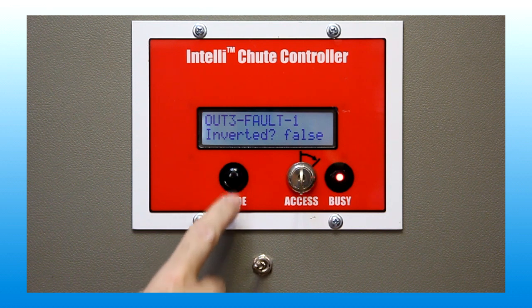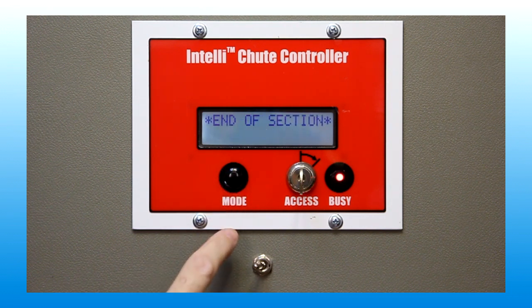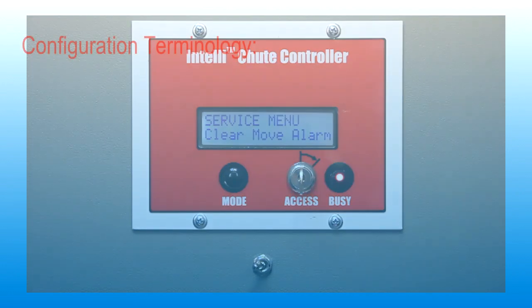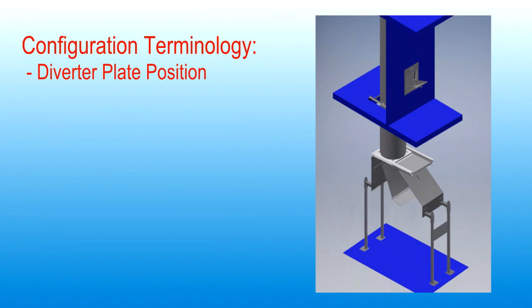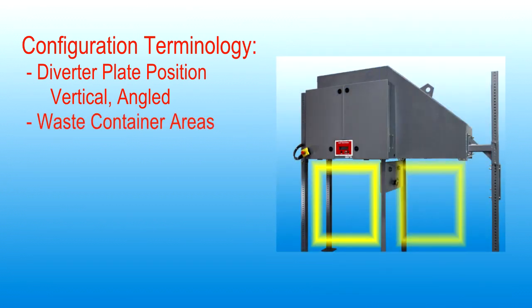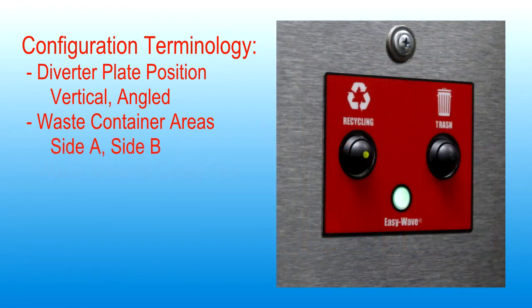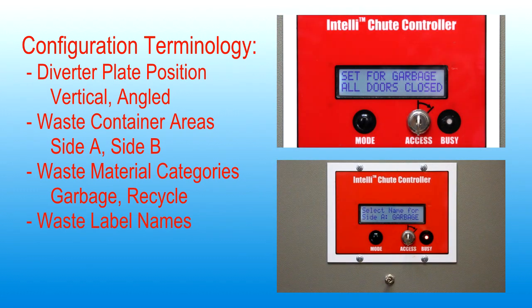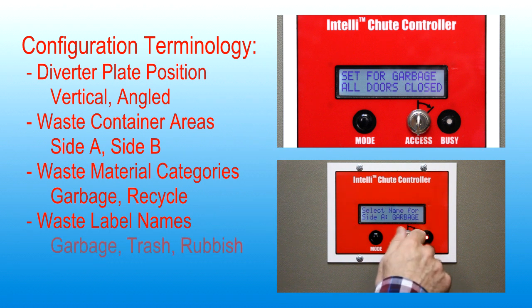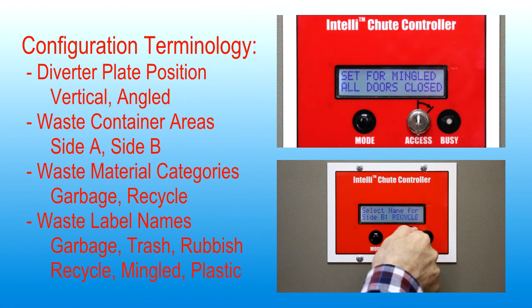Parameter descriptions and configuration terminology are based on the following equipment functions and naming conventions. The diverter plate mechanism has two positions, vertical and angled. There are two waste container areas under the BiSorter, side A and side B. The BiSorter waste stream can be separated into two categories, garbage and recycle. A list of alternative waste stream label names is available for each category. Selecting an alternative label name will change the contents of the user interface display messages.